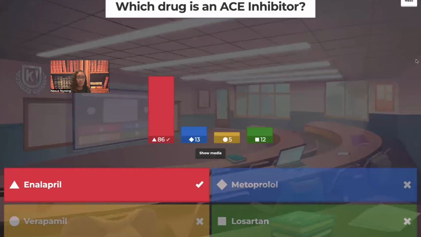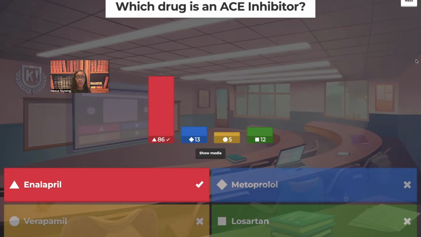Very good. Enalapril, that's an ACE inhibitor. If you've been following me for any amount of time, I've told the story a million times. April was my arch nemesis in the nursing program. She and I would always fight for first place on exams. And so I always remembered that April always aced her exams. ACE inhibitor, those drugs that end in pril, those are your ACE inhibitors. You need to know this.